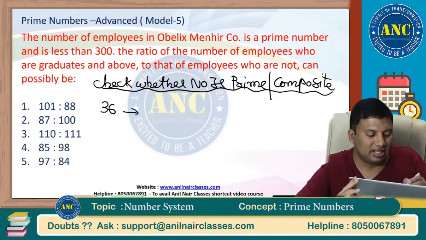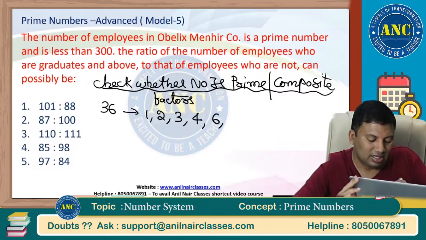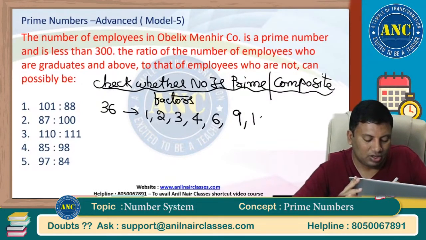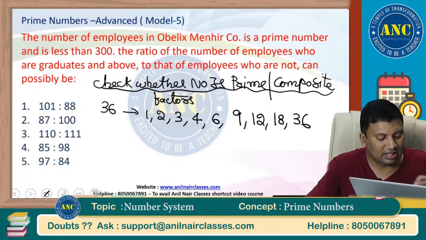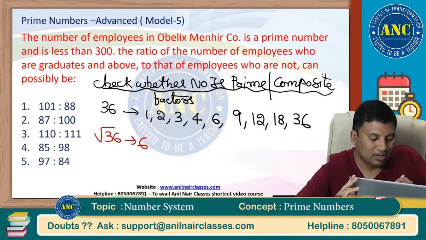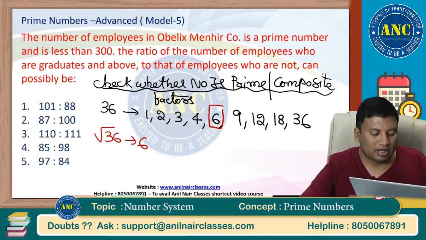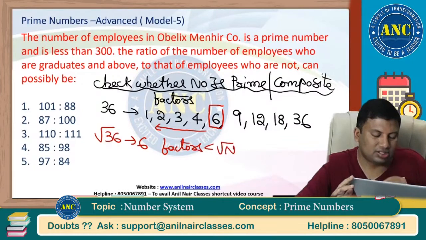If 36 is there, what are all the factors of 36? 1 is a factor, 2, 3, 4, 6, 9, 12, 18, and 36 are factors. Now, the root of 36 is nothing but 6. So, put this in the box. Can I say these are all the factors less than or equal to root 36?